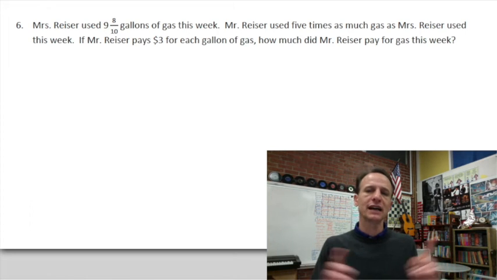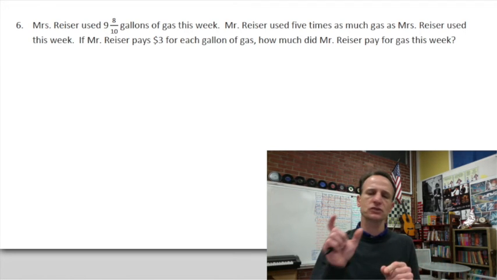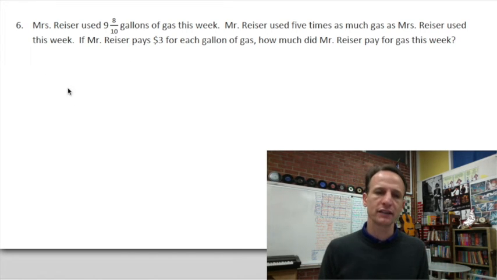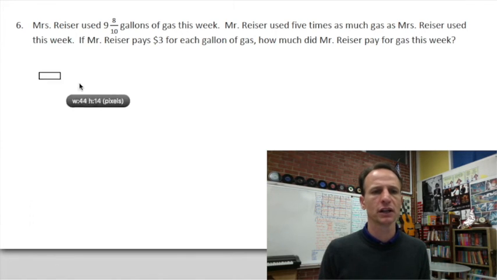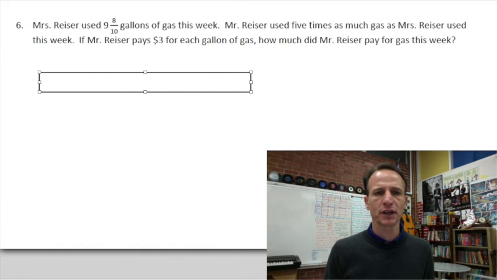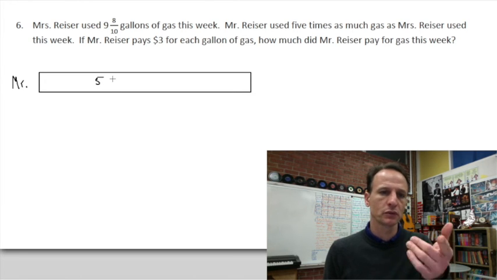Note that we are not looking for the combined. We're just looking for Mr. Riser. So he's 5 times as much as Mrs. Riser. Okay, so let's start off. Let's grab ourselves a little rectangle here and make our tape. And we're going to keep life simple here, as I've been trying to do. This is Mr. Riser, right? So this is Mr. And he's simply 5 times what she used, okay, which we can just write out.